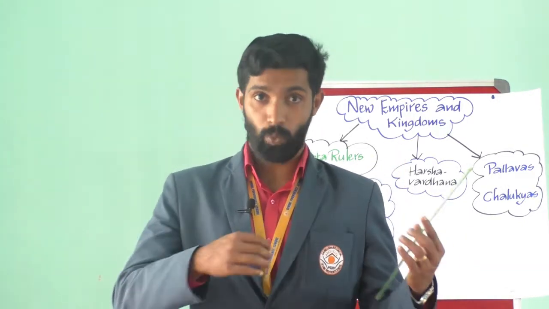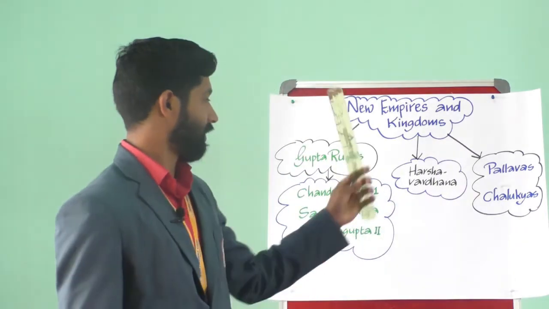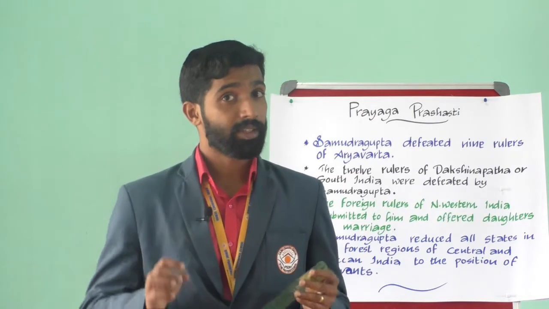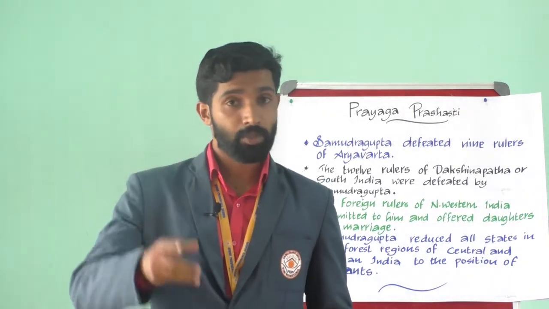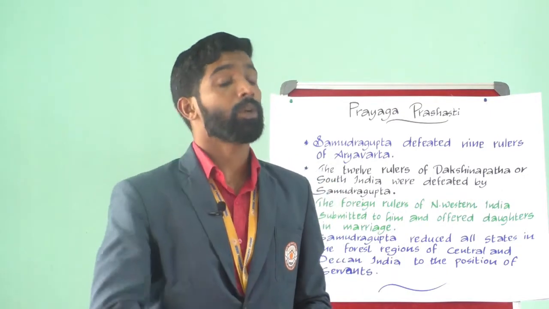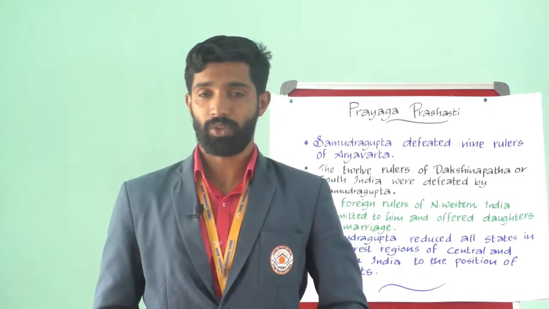Samudragupta also appears as a lover of poetry and music. Many of his coins show him playing the veena. So he has been described as Kavi Raja. So who is described as Kavi Raja? Yes, Samudragupta. Let us see more about Prayaga Prashasti. It describes the campaigns, which means military operations, of Samudragupta in different parts of India.